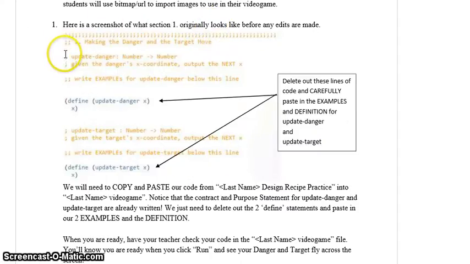We'll notice here that the contract for update danger and the purpose statement for update danger is already there. It just tells us to write examples below this line. And then, of course, we're going to have to do our definition as well. Same thing for update target. The contract is there, the purpose statement is there. We're just writing examples and our definition. So we're actually going to be deleting out these lines of code and carefully pasting in the examples and definition for the update danger and update target functions.